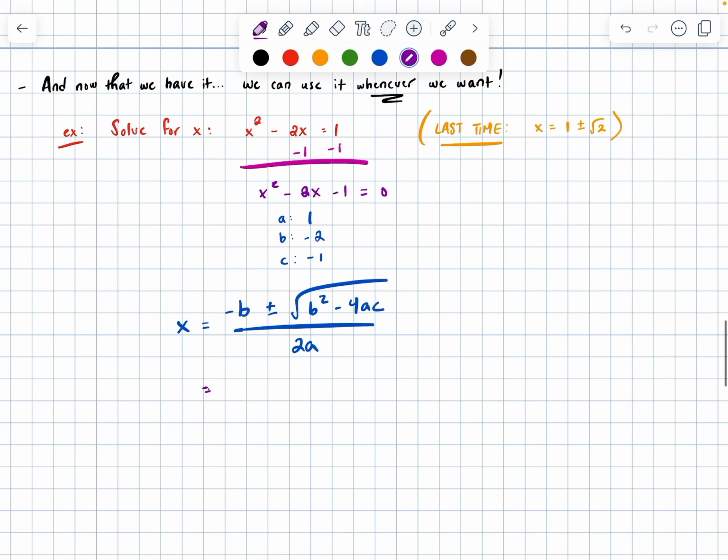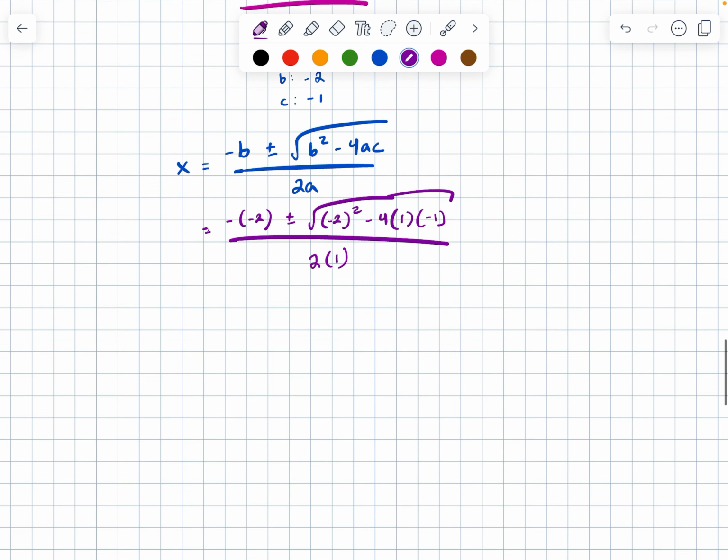I just need to do my substitution. Well, negative b would be negative negative 2, which will eventually switch over to positive 2. Now I've got plus or minus the square root of b squared, so that's negative 2 squared, minus 4, a is 1, and c is negative 1. And then I'm all over 2 times a, which is 2 times 1.